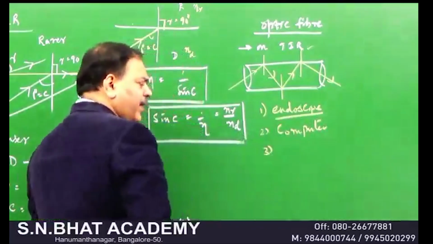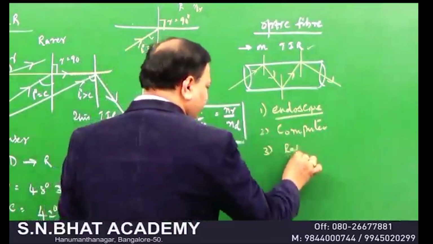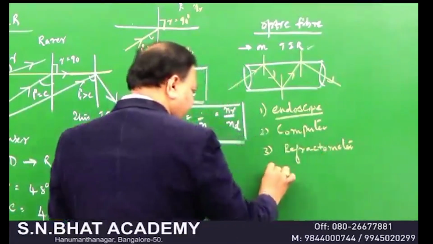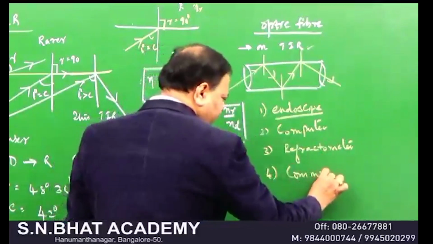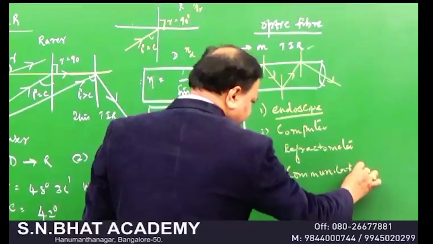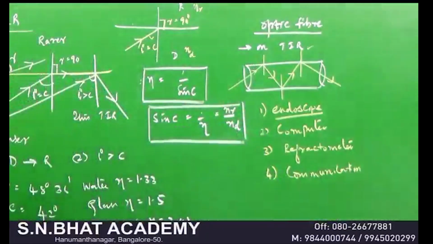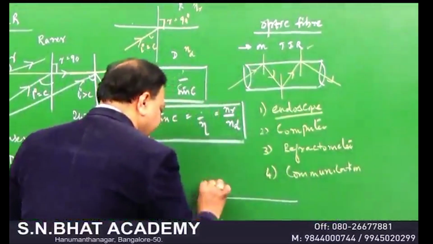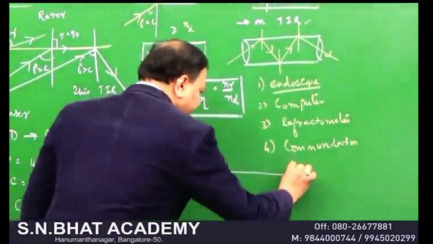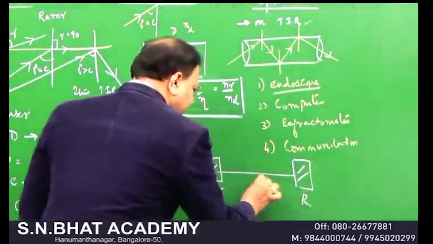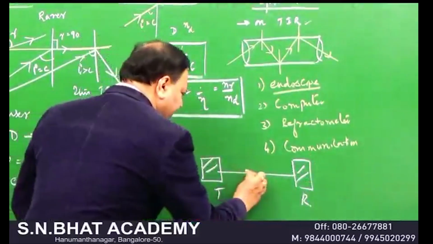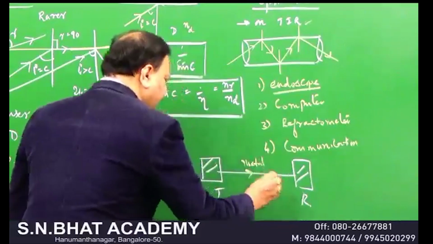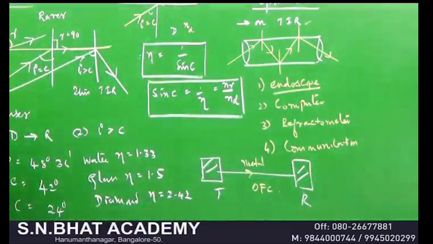It is also used in the refractometer to measure the refractive index. And it is also used in communication, especially telecommunication. You may have seen that previously we had a metal cable. Now the metal cables are replaced by optic fiber. You know that this is the transmitter and this is the receiver. Previously this was a metal cable, now it is an optic fiber cable. These are the important applications of optic fiber.